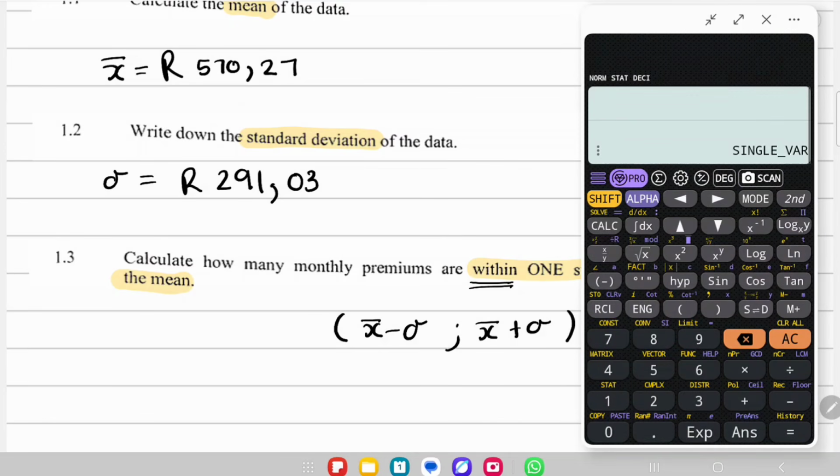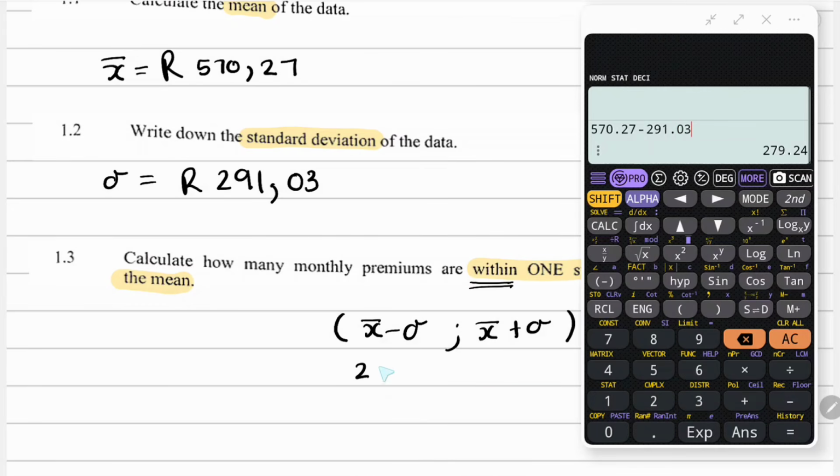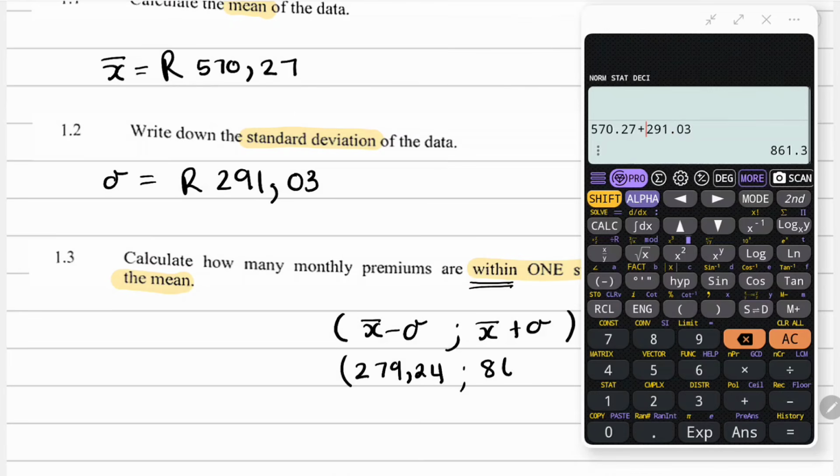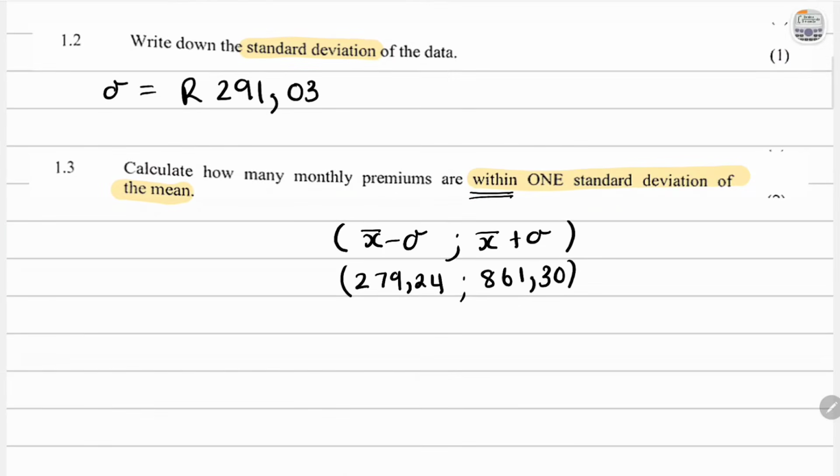Okay, so we're going to say the mean. We can just use these values that we already have. So 570.27 minus 291.03 gives us 279.24. And then a standard deviation plus the mean, so we're just going to change that to a plus, and we get 861.30, which we can just leave as 861.3. Okay, so these are the numbers we're looking at.